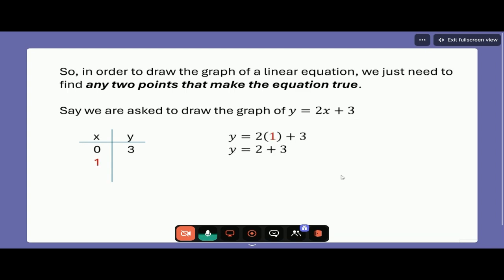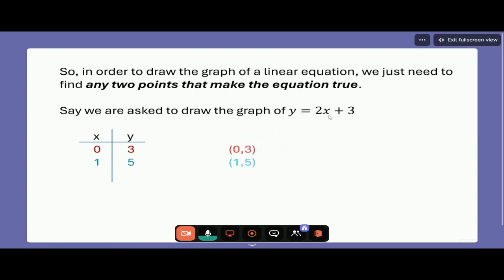2 times 1 is 2. 2 plus 3 is 5. And there we have a second point when x is 1 and y is 5. It makes the equation true. Makes the left side equal the right side. You can always double check, right? 2 times 1 is 2, plus 3 is 5. So when x is 1 and y is 5, you get a statement that says 5 equals 5. Perfect, a true statement. Okay, so we got ourselves 2 points there.